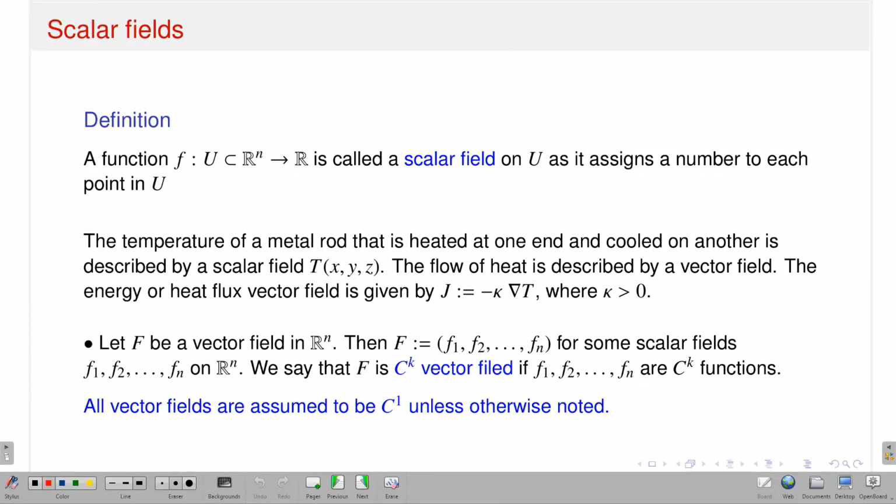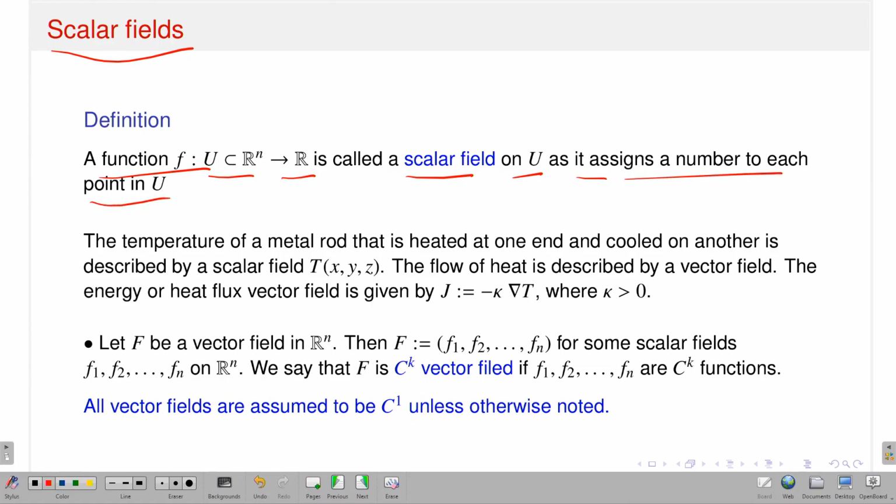Okay. Before that, let me talk about what are called scalar fields. From the term it is clear that a scalar field is a field taking real number values. So, a function f with domain U, a subset of Rn, to R is called a scalar field on U, as it assigns a number to each point of U.